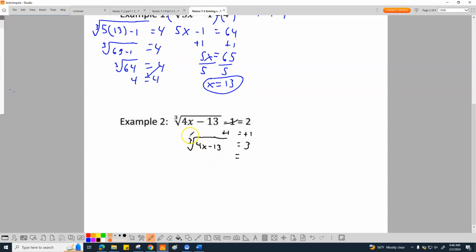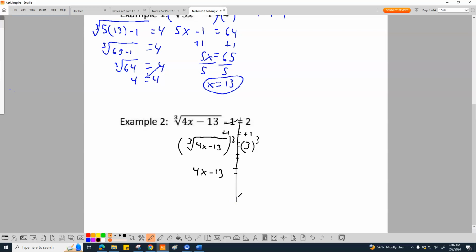Remember, all you have to do is identify the opposite. What is the opposite of this? The opposite of cube root is cubing. So then you cube it on both sides. That removes the little house. And see, this is why I do the line, because my spacing is terrible. 4x minus 13. If you're wondering what line I mean, I'm talking about this line.